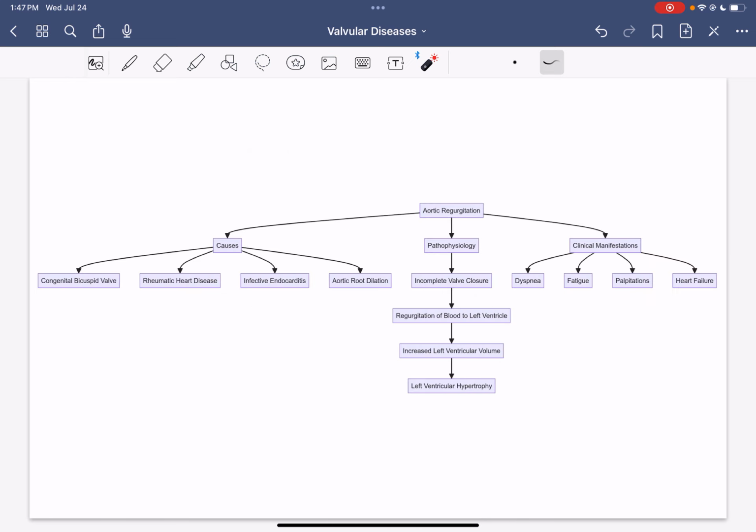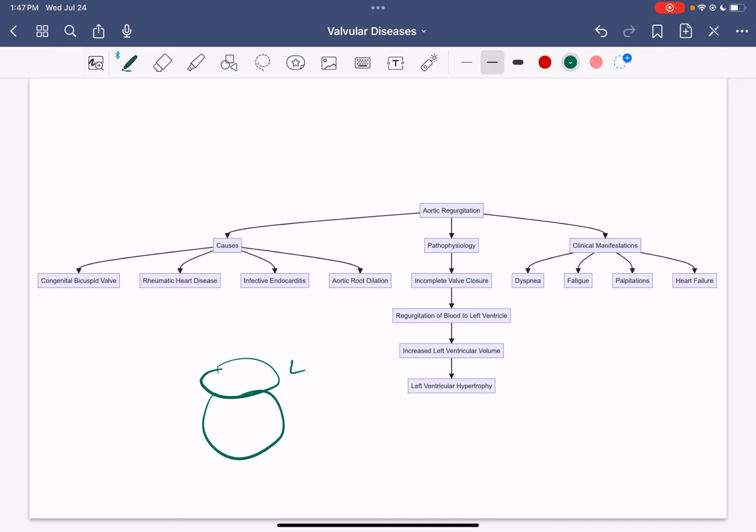Okay, now aortic regurgitation. What about aortic regurgitation? Causes could be due to, again, congenital bicuspid valve, rheumatic heart disease, infective endocarditis, or aortic root dilation. Now, you need not go into the detail of the causes because we'll be handling rheumatic fever and heart disease in this video, but about the other causes we'll be seeing in other videos. Okay, but now let's just focus on the pathophysiology of the valvular disease. So what happens in aortic regurgitation pathophysio? There is incomplete valve closure, so there is regurgitation of blood back to left ventricle.